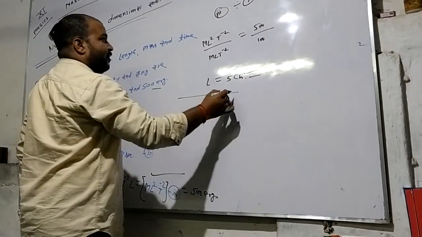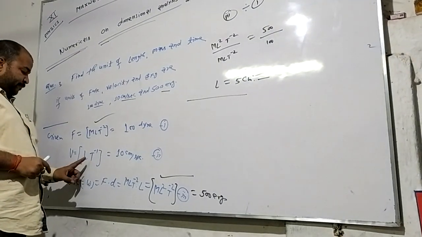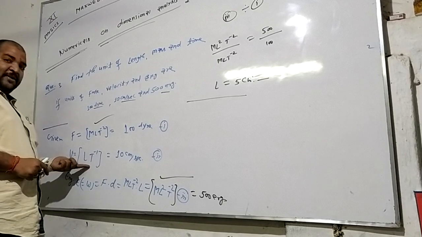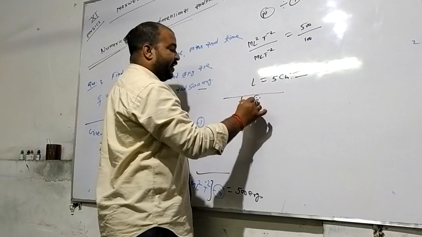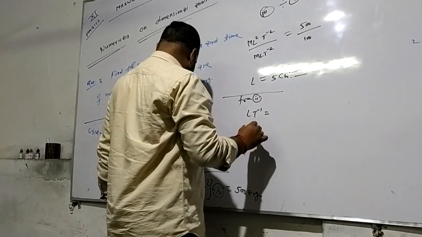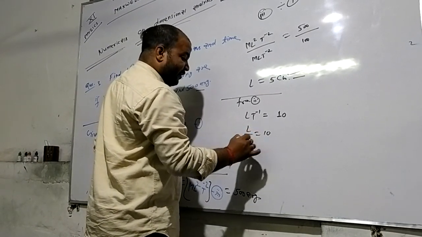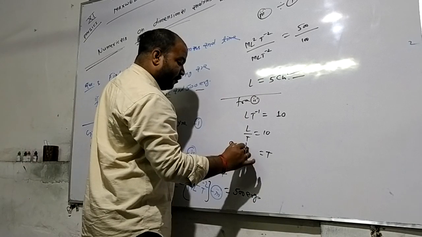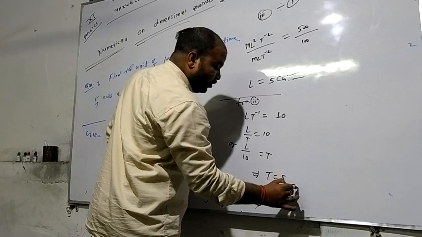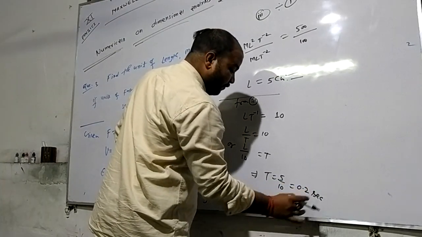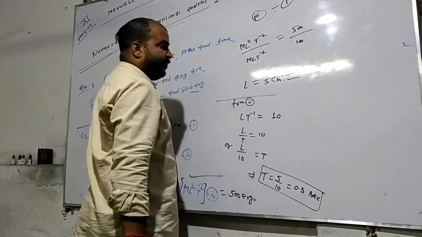Okay, done. Now how to find the next one? If the value of L is put in the second, we will get the value of T. From the second, LT minus 1 is 10. So we can say L by T is 10, or T is equal to L by 10. We can say T equals 5 by 10, so 0.5 second. This is the value of T.